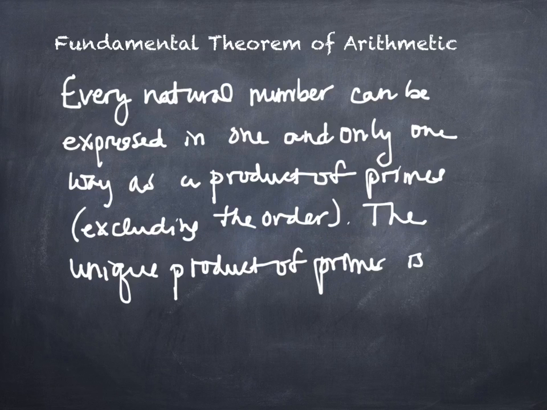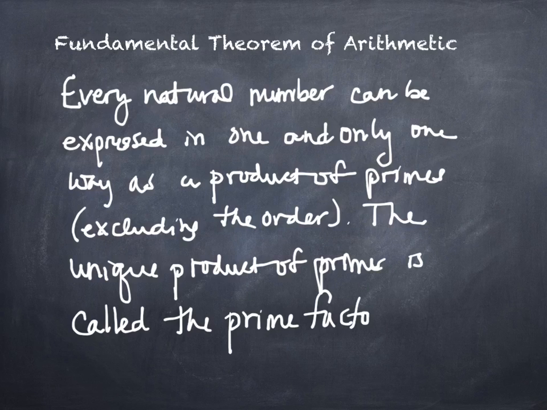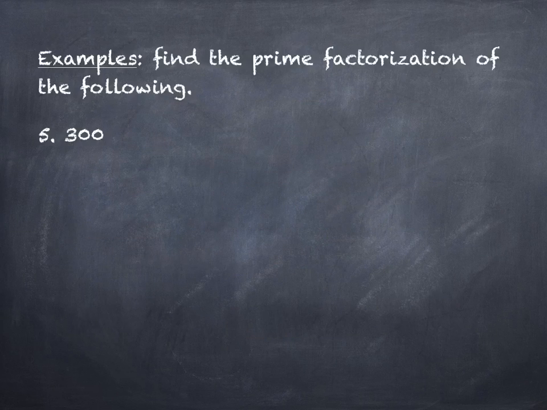is called the prime factorization. All right, we're going to do one prime factorization problem at the end of this lesson. So we're going to take the number 300. I'm going to show you 2 different ways that you can find the prime factorization for the number 300.